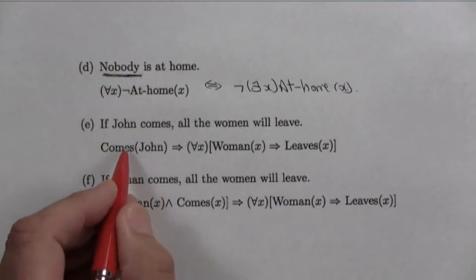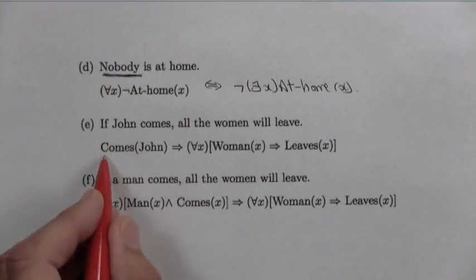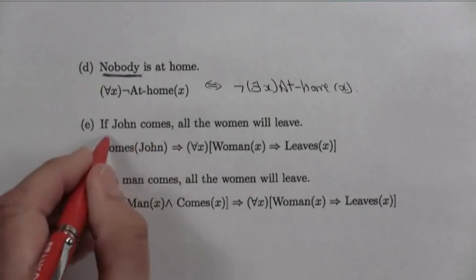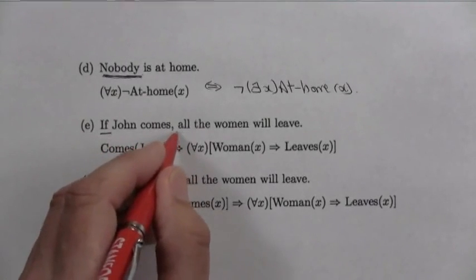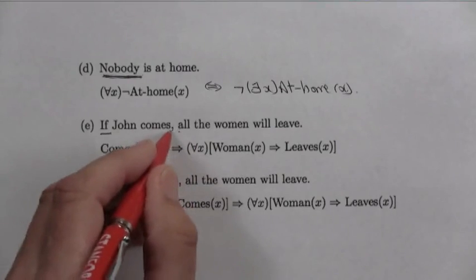Ready? Part E. If John comes, all the women will leave. If John comes, then, so this is, I think, very clearly an if statement, and then there's a conclusion. So this is the antecedent.